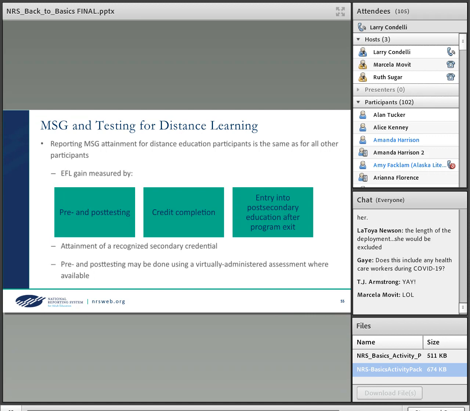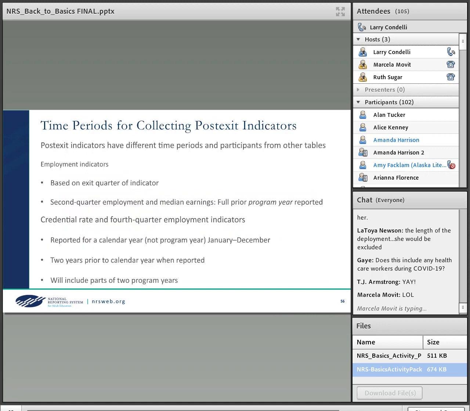So if you're using an approved CASAS or CAPE test, and it's allowed to be administered virtually in your state, you can use the results of that test to measure EFL gain and report MSG. Now, the other complicated factor, and we went over this a little bit, and I'm going to revisit it now, is your time for collecting the post-exit indicators.